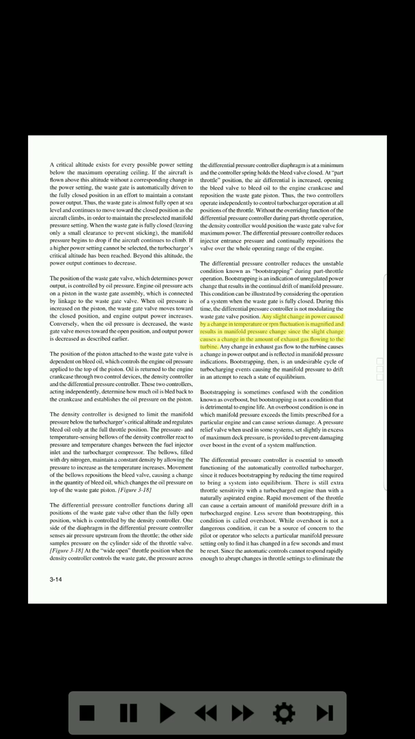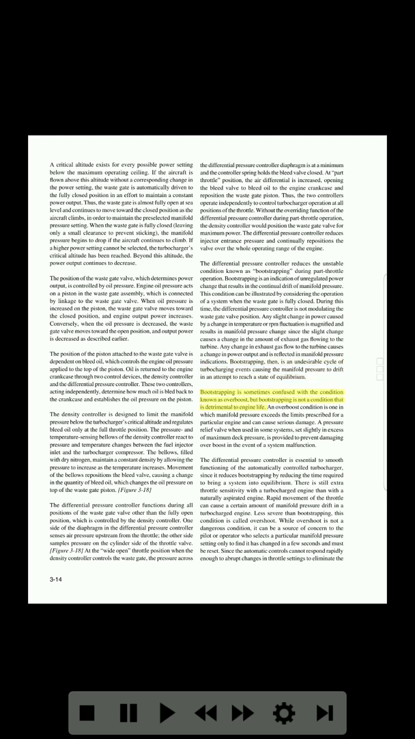Any slight change in power caused by a change in temperature or RPM fluctuation is magnified and results in manifold pressure change, since the slight change causes a change in the amount of exhaust gas flowing to the turbine. Any change in exhaust gas flow to the turbine causes a change in power output and is reflected in manifold pressure indications. Bootstrapping, then, is an undesirable cycle of turbocharging events causing the manifold pressure to drift in an attempt to reach a state of equilibrium.